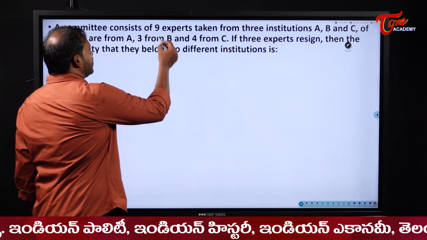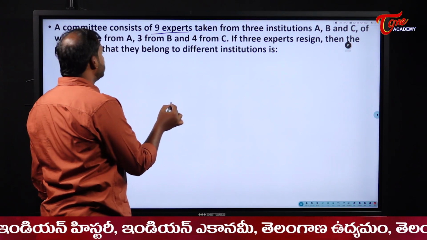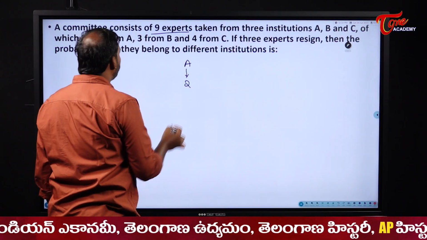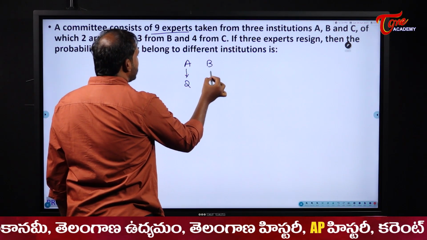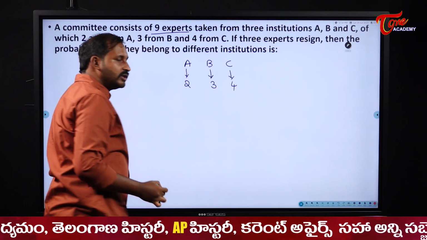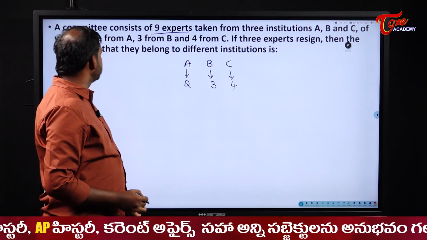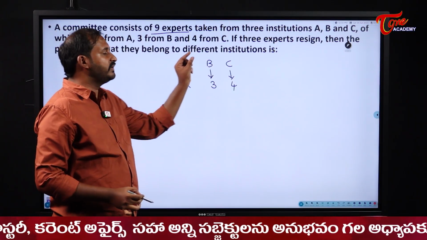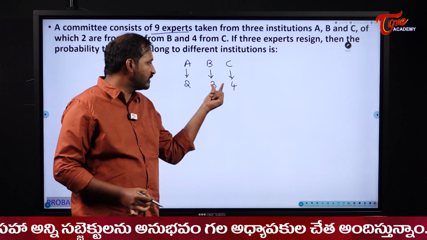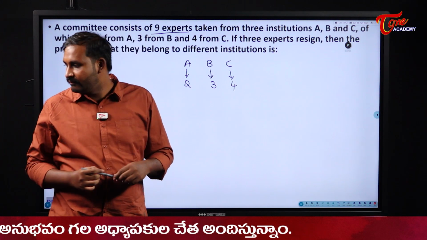A committee consists of 9 experts taken from 3 institutions A, B, C. From institution A we have 2 persons, from institution B we have 3 persons, from institution C we have 4 persons: 2, 3 and 4. If 3 experts resign, then the probability that they belong to different institutions is, that means one should be from institute A, one from institute B and one from institute C. That is what we need to find.